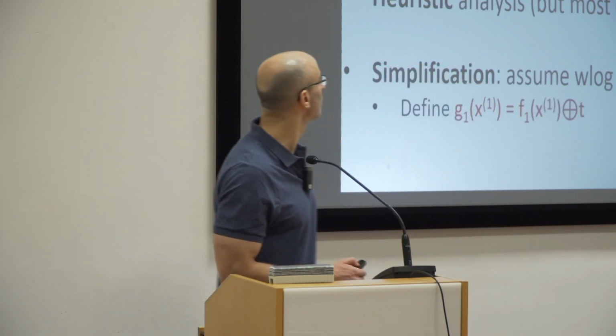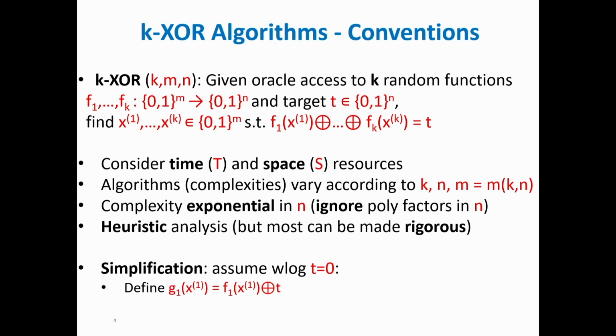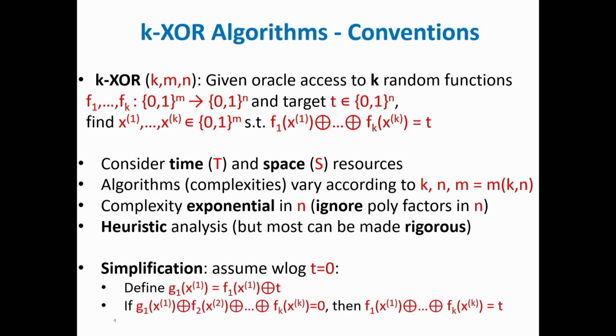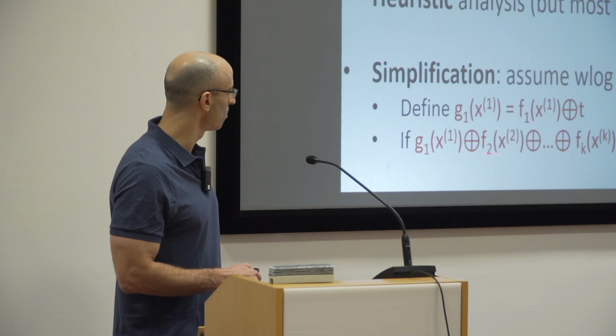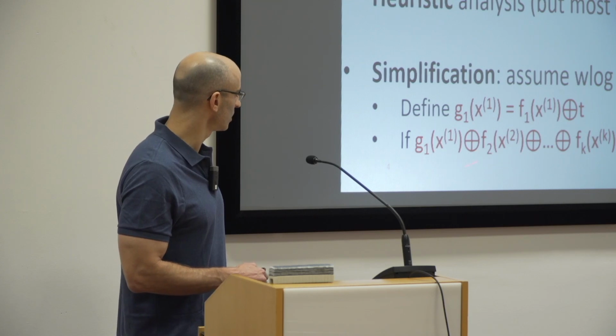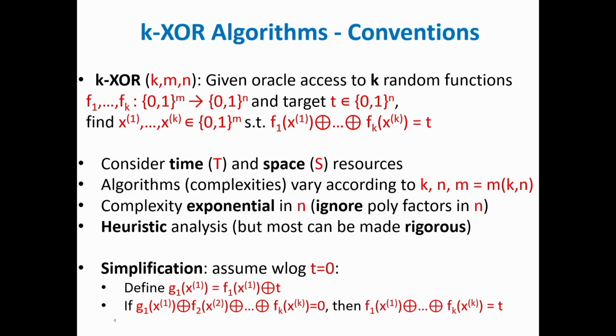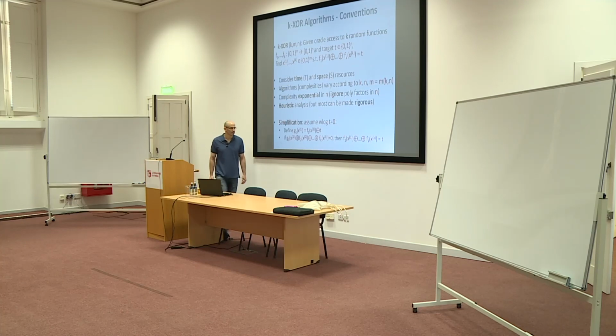You just define the function g1, which is basically f1 XOR t. Then you solve the k-XOR problem, not with f1 up to fk, but with g1, f2 up to fk, with a target of 0. And you can see that any solution to this problem, if you plug in g1 equals f1 XOR t, you get a k-XOR that solves the problem with the target of t. So I can assume without loss of generality that t equals 0.